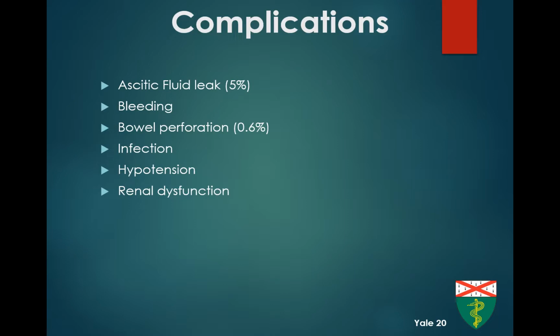Complications of a paracentesis may include acidic fluid leak, bleeding, infection, hypotension, renal dysfunction, and bowel perforation. Acidic fluid leak can be minimized by using the Z technique. If an acidic fluid leak does occur, applying sterile glue may stop the leak.